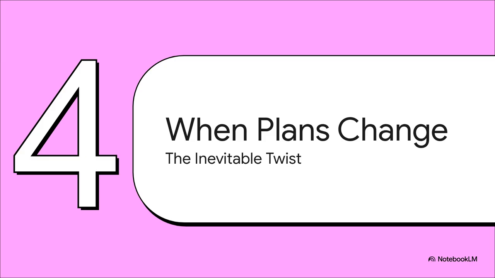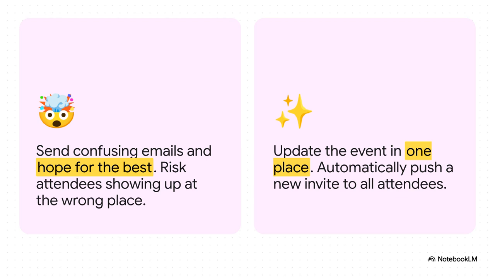Okay, so everything is running perfectly. The RSVPs are pouring in. It's a huge success. But then, it happens. The inevitable, the last-minute change. You know, the kind of plot twist that would normally send any event marketer into a full-blown panic. I mean, just think about the two ways this can go down. The old way is just pure chaos, right? You're sending out these confusing update emails, just praying that people even see them. And you're basically guaranteeing some people are going to show up at the wrong place.